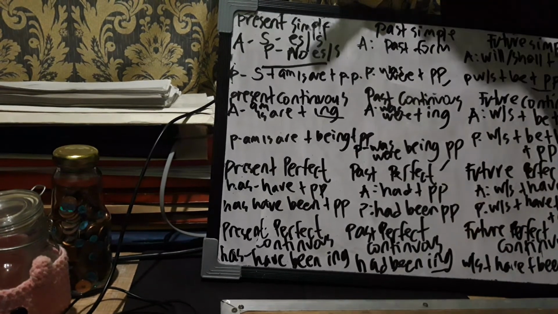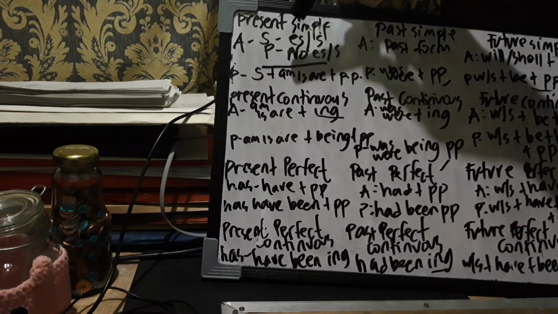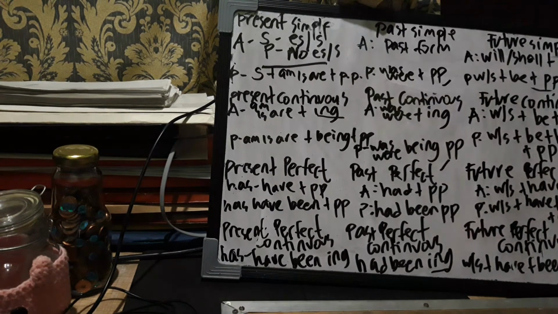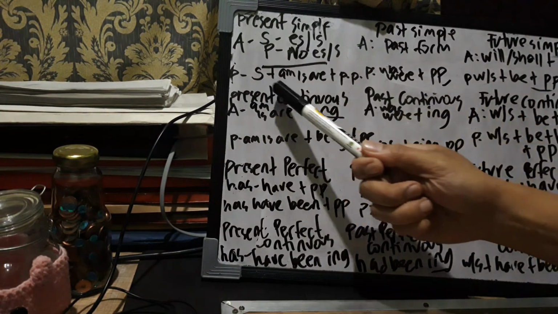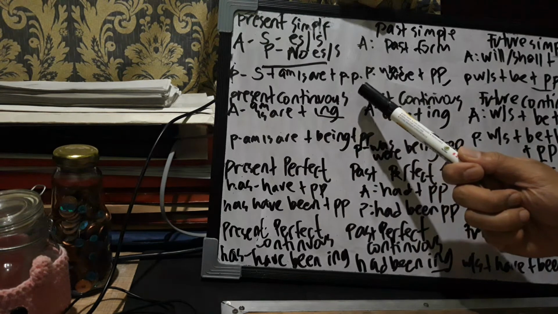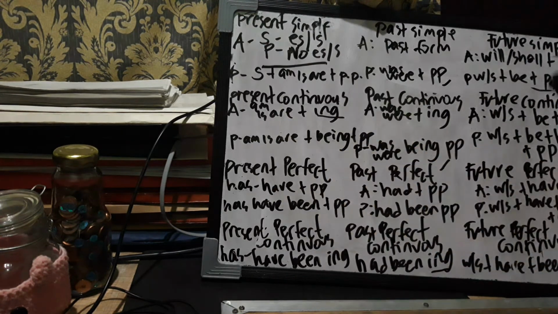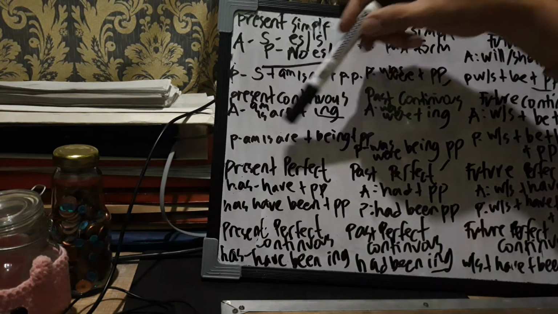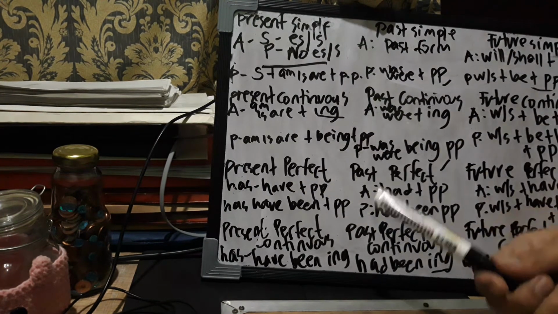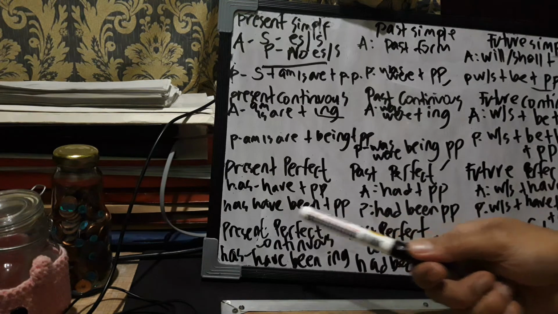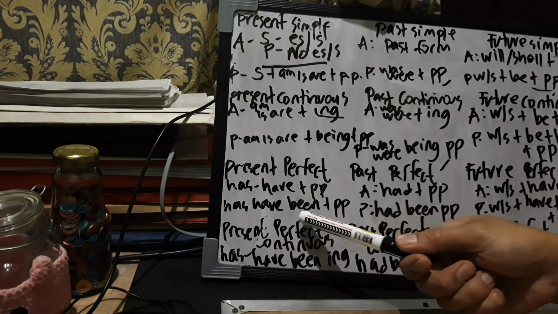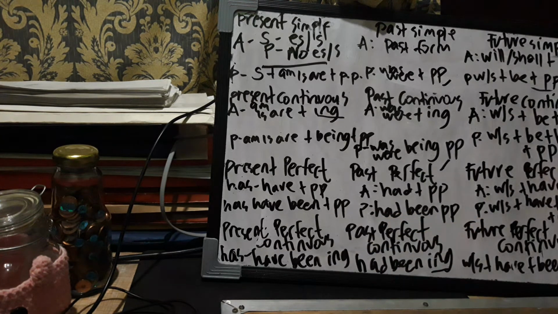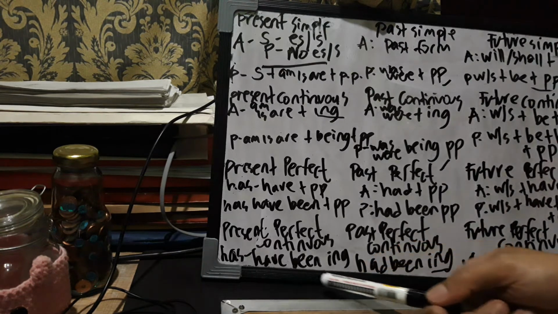For present simple, active is S or ES. The passive is no S or ES. So for the passive, subject plus am, is, are plus the past participle. For the present continuous again, am, is, are ing is the active; am, is, are being PP is the passive. For the present perfect, has, have plus PP. The passive has, have been plus the PP. For the present perfect continuous, have been ing.